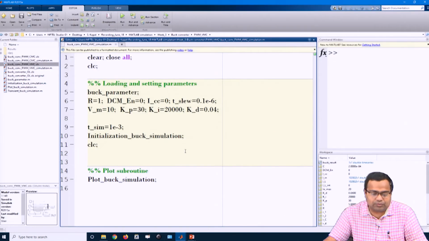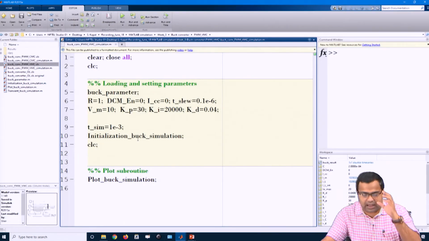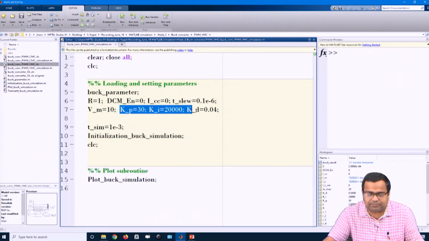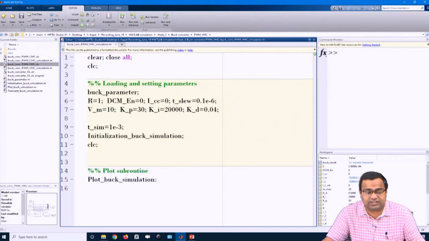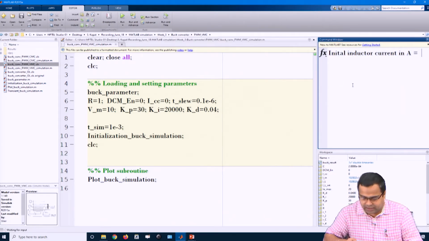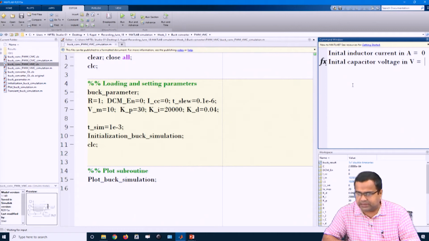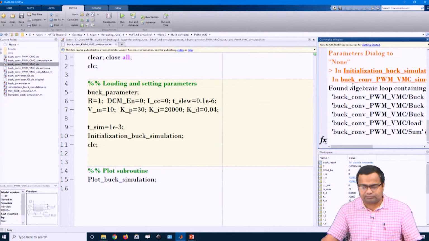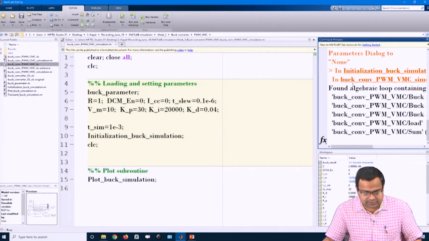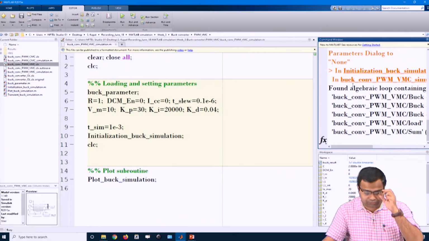What I am trying to do? I have enabled this PID controller from the very beginning, that means Kp 30, Ki 20,000 and Kd 0.04, and I am now running from the startup from the beginning. That means, it will ask for the initial condition. Let me start with the 0 initial condition and we will run it. So, if we run, I want to show you that.